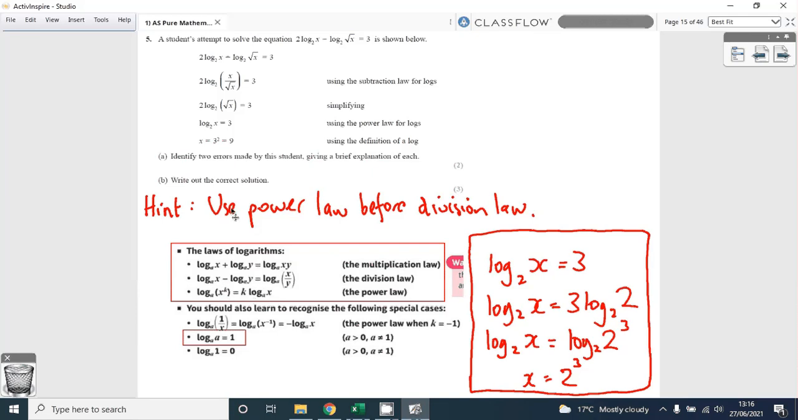So for part A, identifying two errors. The first thing you're looking at is all to do with the division law. They're calling it the subtraction law, but that's kind of the same thing. Note how it works when you've got no coefficient in front of the two logs. The second error is to do with understanding exactly how the logs work. I've kind of given it away over here, to be honest. This hint might be a bit too much of a hint, but it's up to you whether you focus on that now or not.